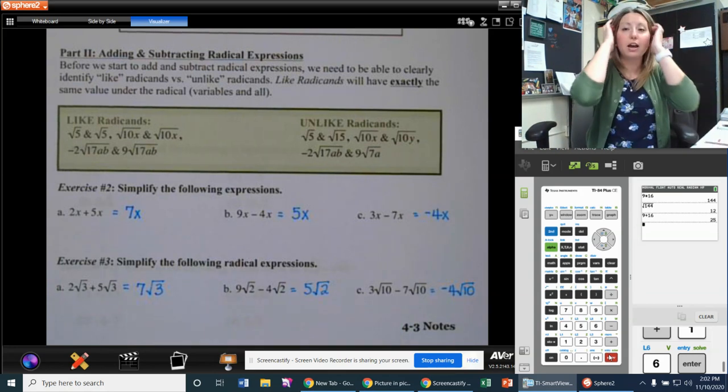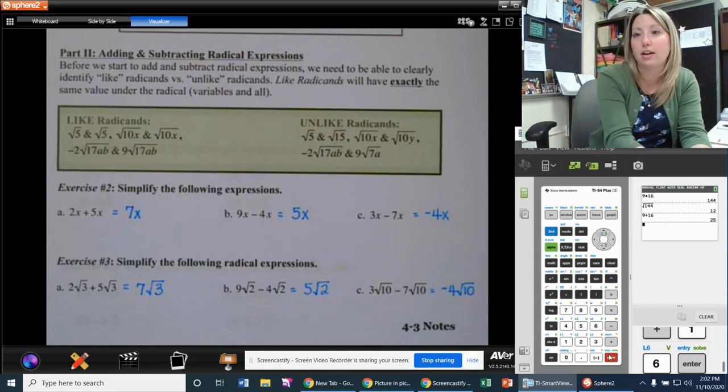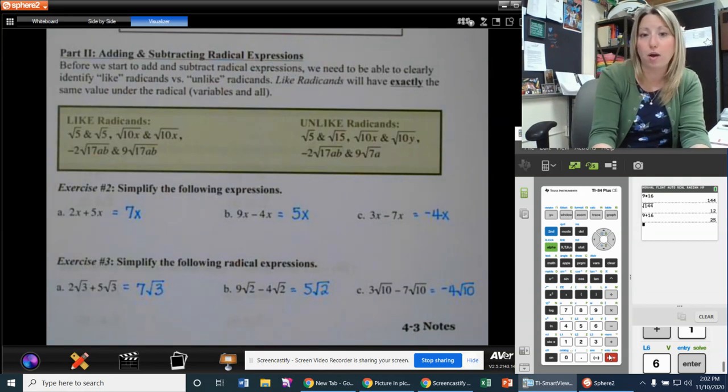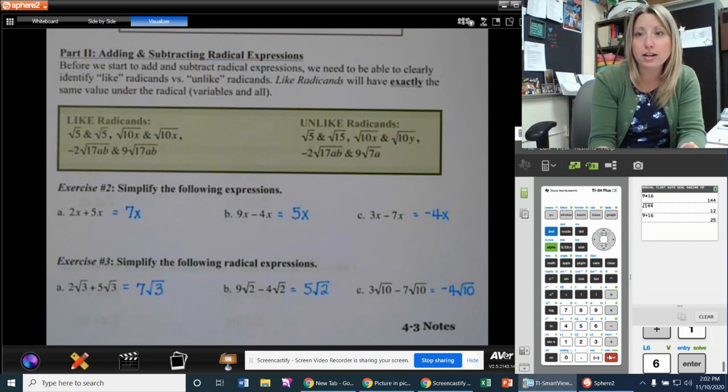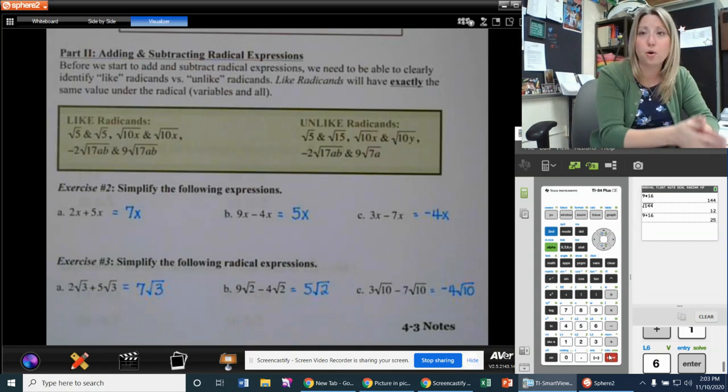So you have to have a like number under the radicand for them to actually add and subtract. If you don't, you just leave them as two completely separate radicals being added up. So if they don't have the same radical, you can't add their coefficients.